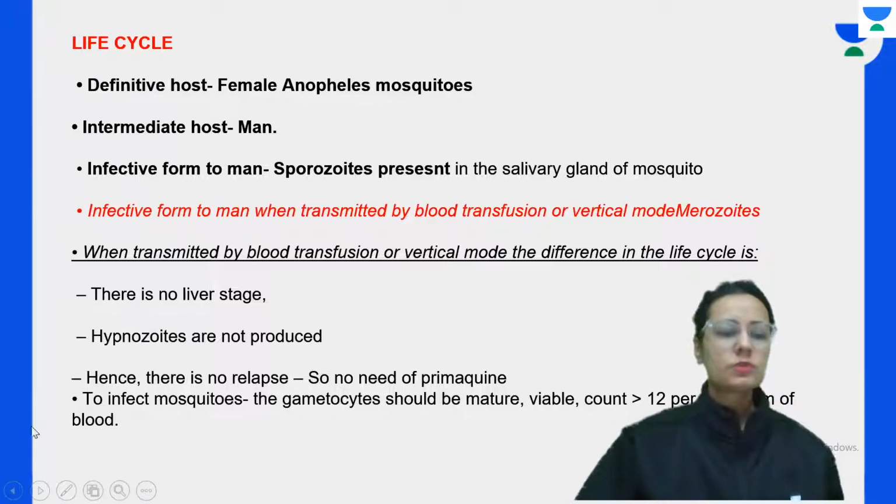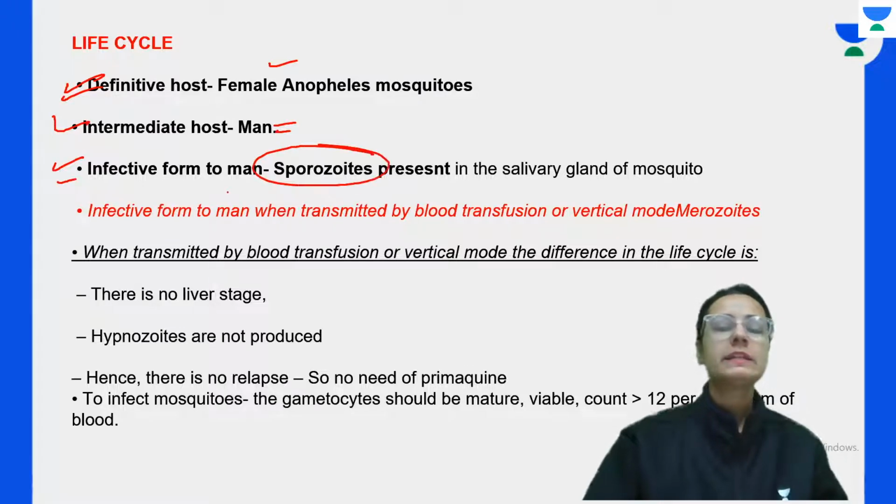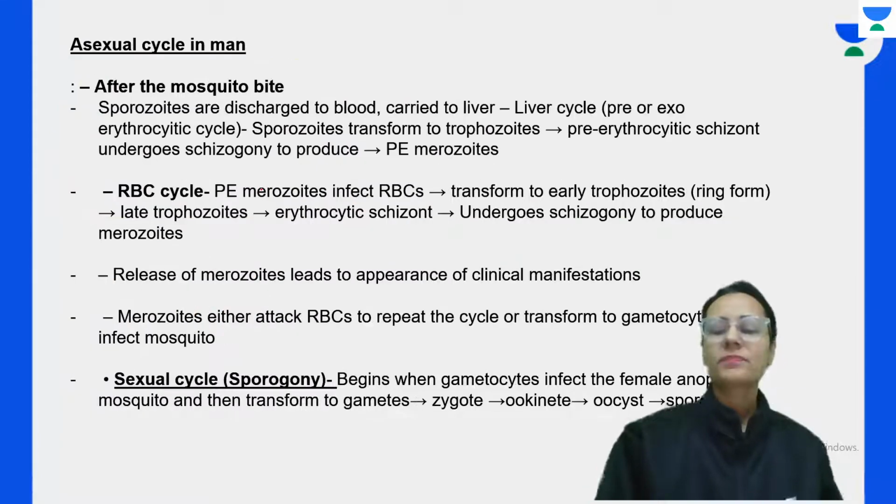So, starting with the life cycle, the important point is to remember the definitive host, that is the female Anopheles, the intermediate host is man, and the infective form is the sporozoite. In case of transmission by blood transfusion or the vertical mode, it is the merozoites, and there is no liver stage. Since there is no liver stage, no hypnozoites will be formed, and therefore no need of giving primaquine.